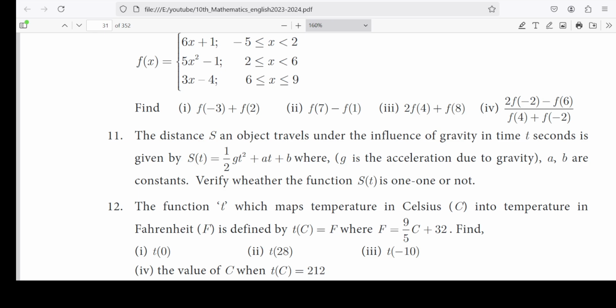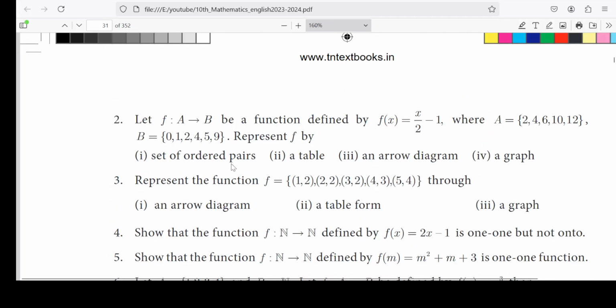In this video, we'll be solving problem number 11 in exercise number 1.4.